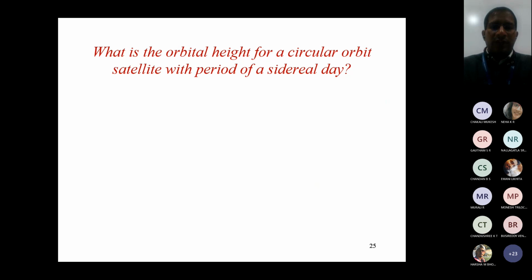Yeah, come to the point. What is the orbital height of a circular orbit satellite with a period of a sidereal day? Use this particular equation, because in the previous derivation of Kepler's third law, we established this relationship.